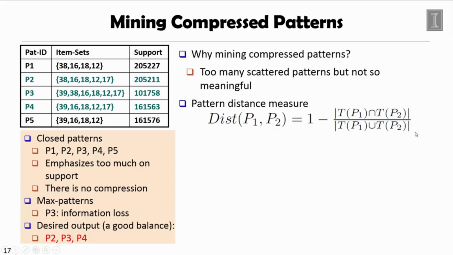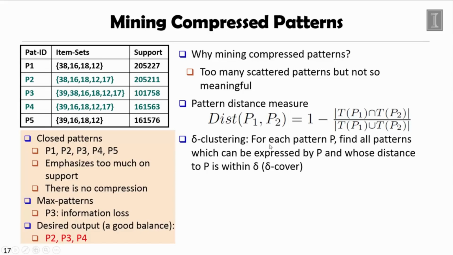Okay. What about the union? The union covers all those transactions, because we know all the transactions containing P2 must also contain P1, so their union number should be this number. In that case, we see these two numbers are very close, so the ratio is very close to 1. Then the distance, 1 minus this number very close to 1, gives something very close to 0. That means their pattern distance is rather small.